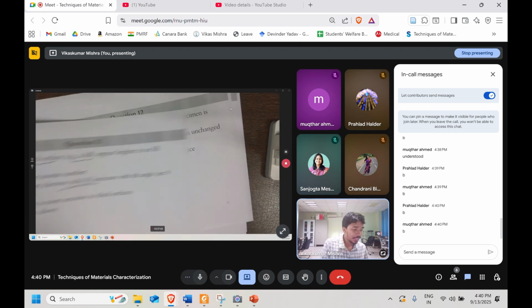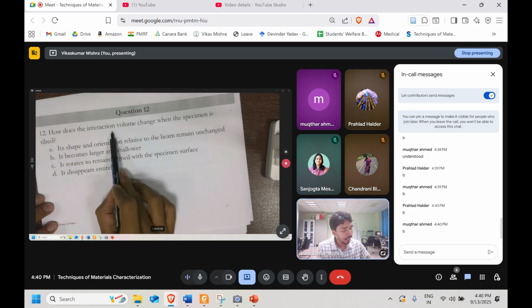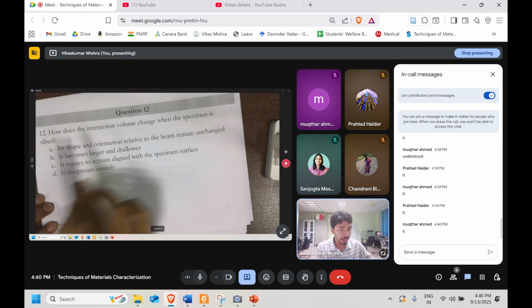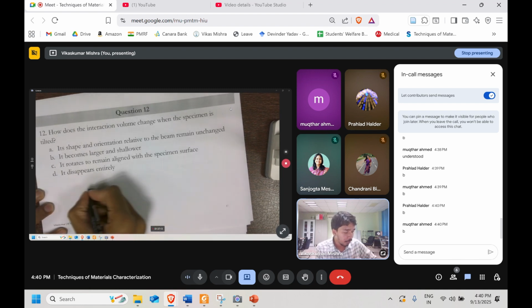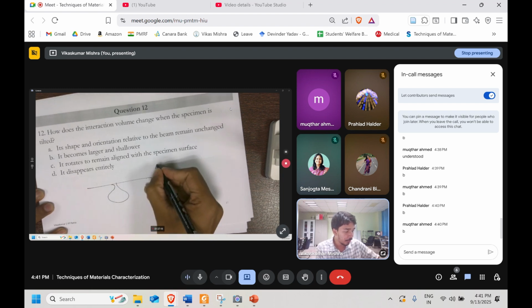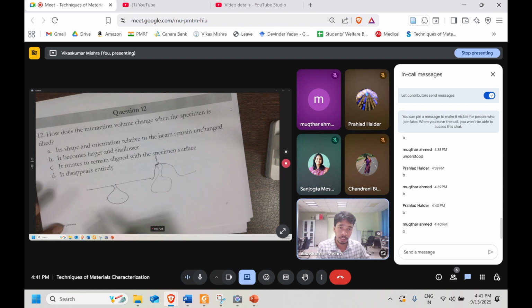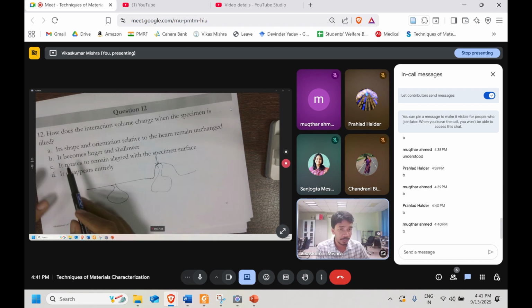Great. Okay. So now here, how does the interaction volume change when the specimen is tilted? If I had the specimen like this, where the surface was flat, and in another case I'm having the surface like this, and the electron probe is coming, how are these things going to change? Will it change the depth and the width, or will it remain the same? What is going to happen?